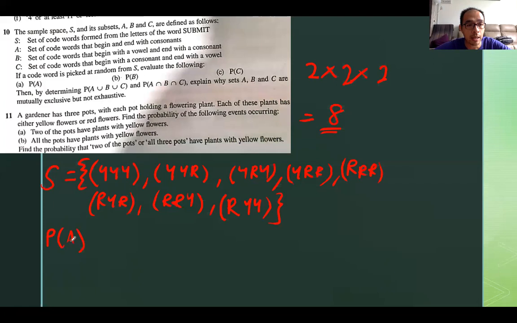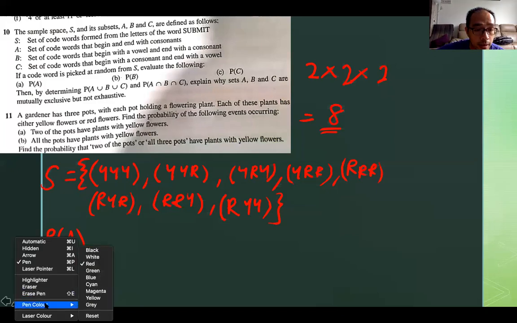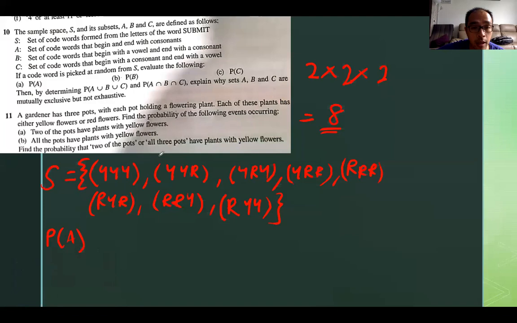A is 2 of the pots of the plants, 2 of the pots have plants with yellow flowers. 2 kuning. So 2 kuning, I'm going to use a slightly different color. 2 kuning is this one lah, obviously. Apa lagi? 2 and 3. So this will be 3 out of 8.